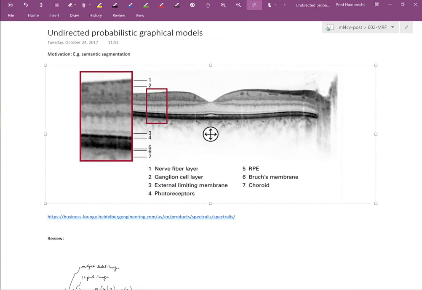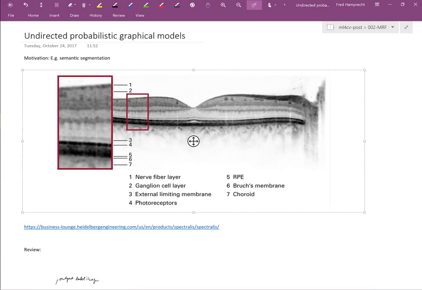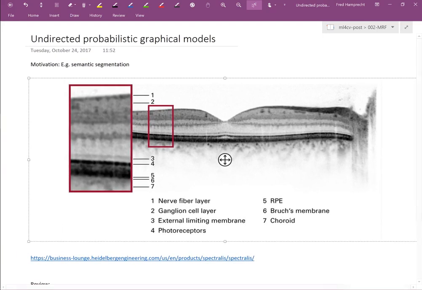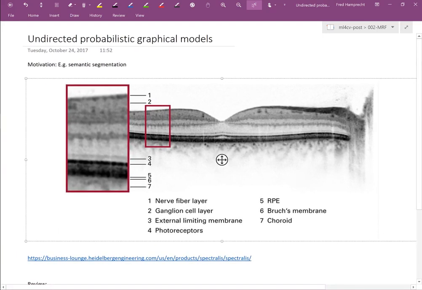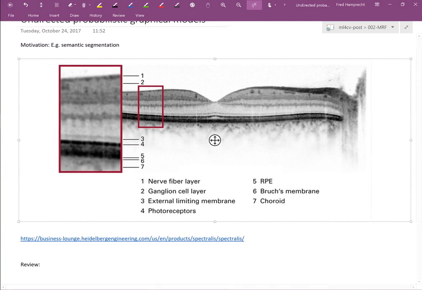Okay. I brought today as a motivating example this one. This will be familiar from the exercise that you've seen. We here have an OCT scan, optical coherence tomography scan of a retina. And let's say that we want to segment this into the individual layers. And an expert has annotated these layers here.